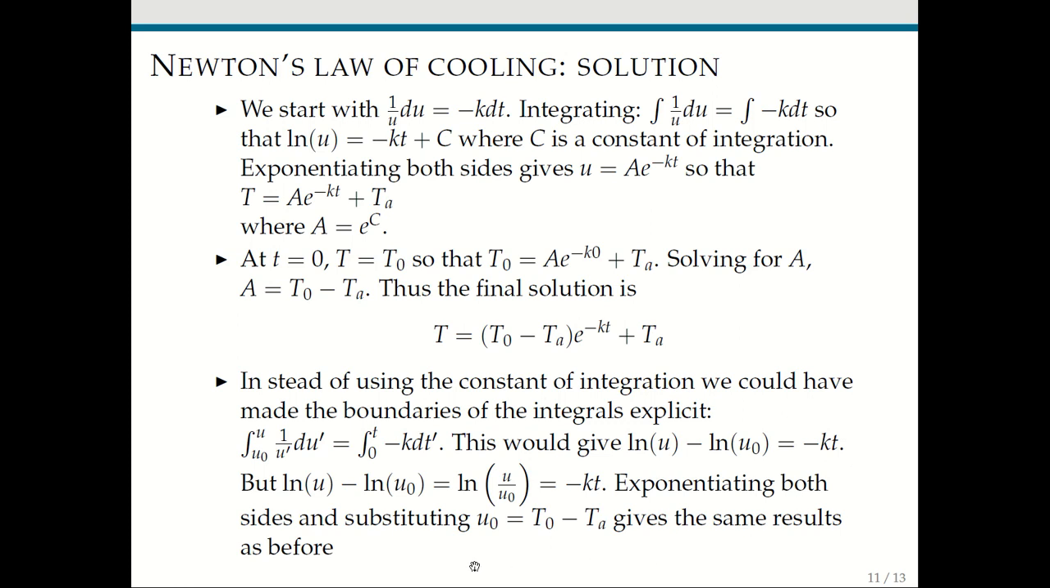To rearrange this equation, I need to remember the logarithm rules, in particular that ln of u minus ln of u0 is ln of u divided by u0. On the right-hand side, I still have minus kt. If I now exponentiate this, I would get u over u0 on the left-hand side, and e to the minus kt on the right-hand side. Cross-multiplying and substituting u equal to t0 minus ta will give you the final answer.